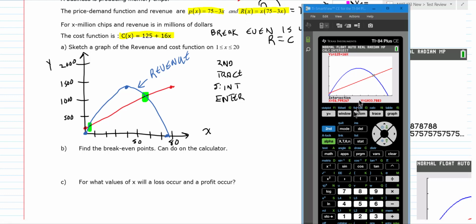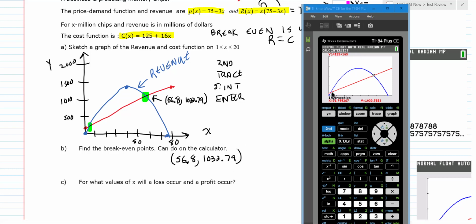We'll just label these things as we go like this. So that break-even point right there is going to be 56.8 and 1033.79. Okay, so that's break-even point number 1. You can usually round to 1 or 2 decimals, 2 decimals generally for the money, which is the Y value.